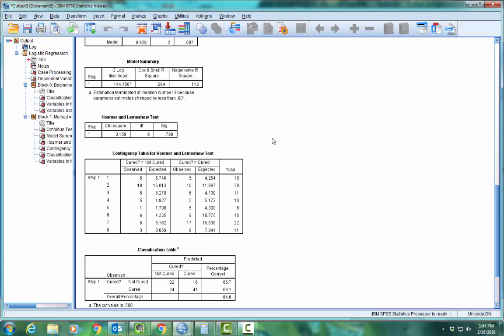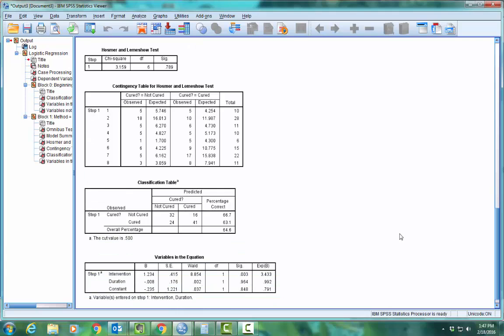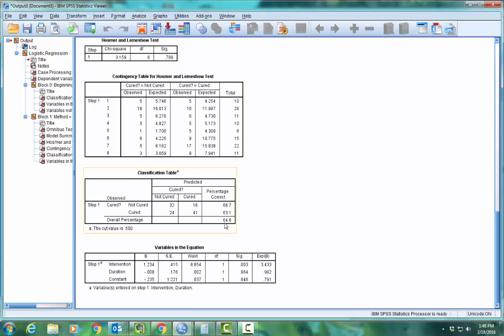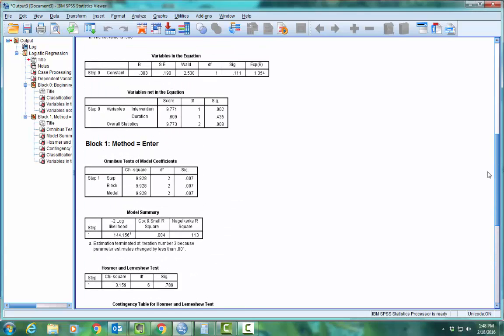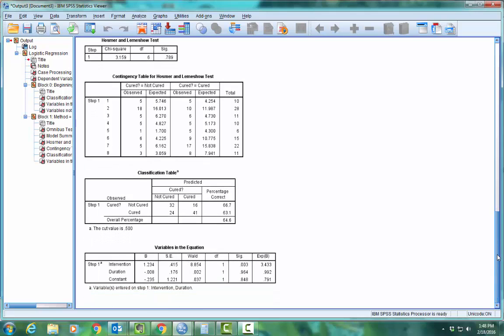So we're going to come down and we see our Hosmer and Lemeshow. Again, this is to test for the assumption of linearity of the relationship between the predictors and the logit of the dependent variable, and we don't want it to be significant, which is what we have here, so that's awesome, we have met that assumption. Now we're going to look at the classification table, and this basically tells us how well the model predicts if people are cured or not. Here it was a little bit better, 64.6% as opposed to our zero block, which was 57.5%, so it was a little bit better, but not that much.